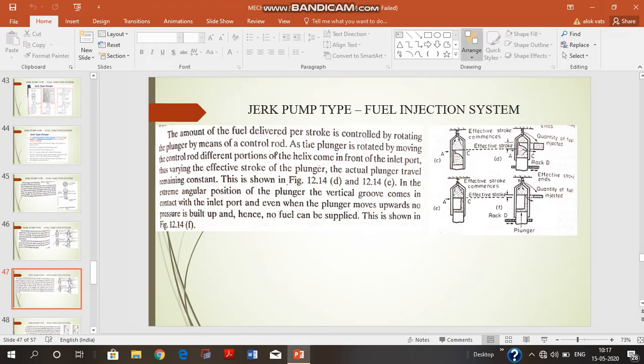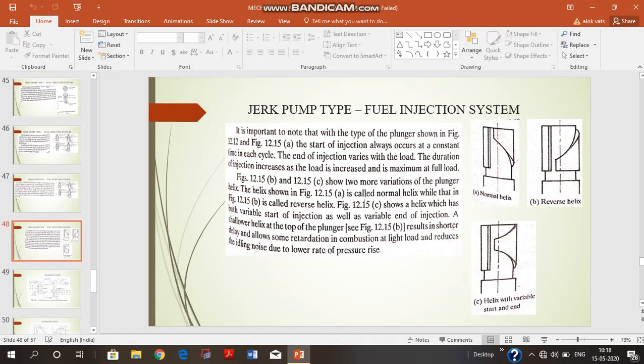We could see very well in this figure the effective stroke in this diagram, for example, is this much, while it is only very small, only this much, in the D figure. So this is the thing by the help of which we are going to control the amount of the fuel delivered. In the next slide we are going to see if there is any effect of the type of the helix.